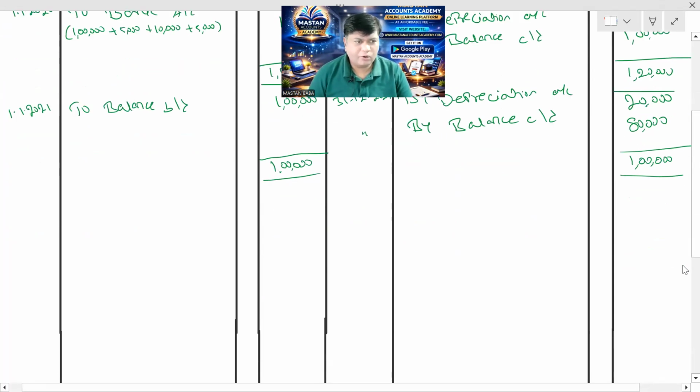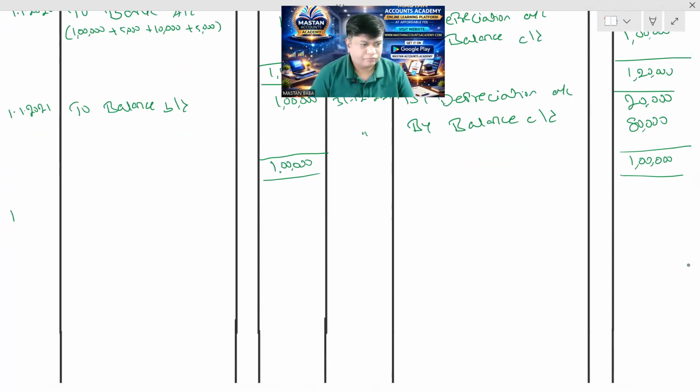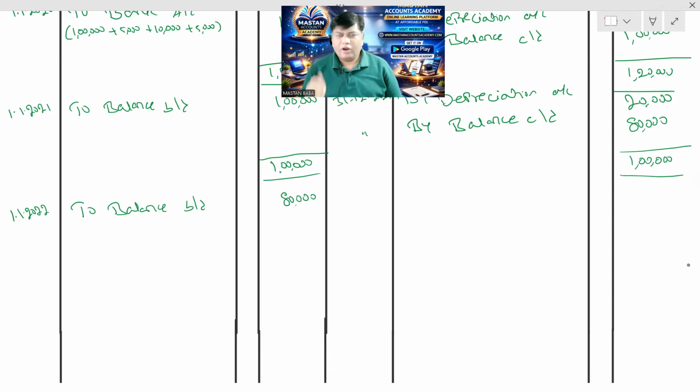And here 1/1/2022, to balance brought down, 80,000 rupees. One important point: in the year 2022, it is sold on 31st December 2022. In the question they have mentioned clearly that they sold it on 31st December 2022.